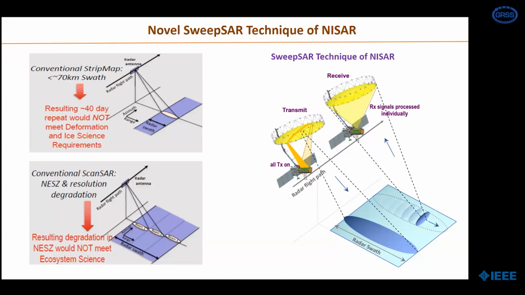In this SweepSAR technique, we have an active phased array antenna. The feed has different transmit and receive modules, TR modules. During transmit, all the transmit modules are on so that they illuminate the entire swath of 240 kilometers. While receiving, each 10 kilometer beam is acquired independently. They are processed and stitched to get the 240 kilometers. During the process, the beam is scanned across the reflector. That's why it's named the SweepSAR technique.